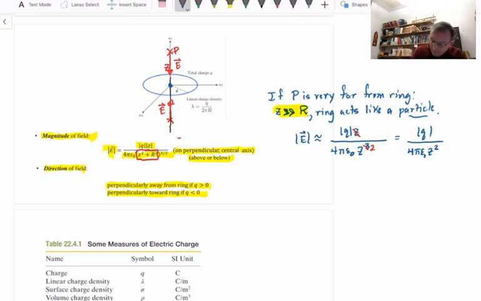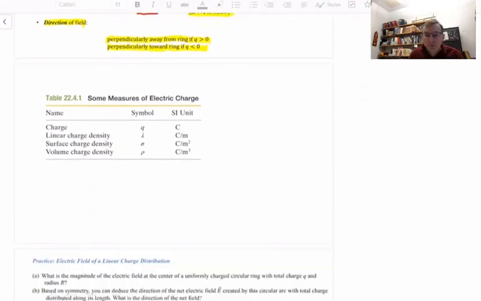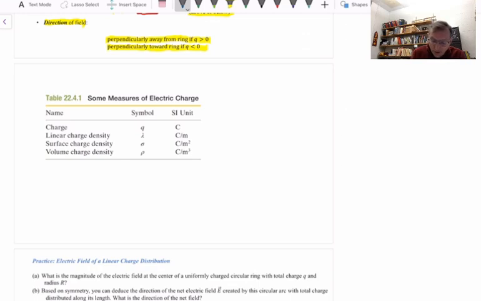All right, now, here's another idea before I leave you with the class engagement exercise. Some measures of electric charge. This is a table from section 4 in your book. Ways to think about charge being distributed. One way is if it's just a particle. If it's just a particle, then we would say it's Q and the unit is Coulomb.